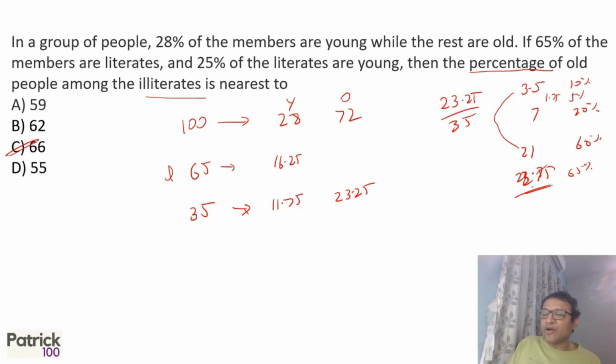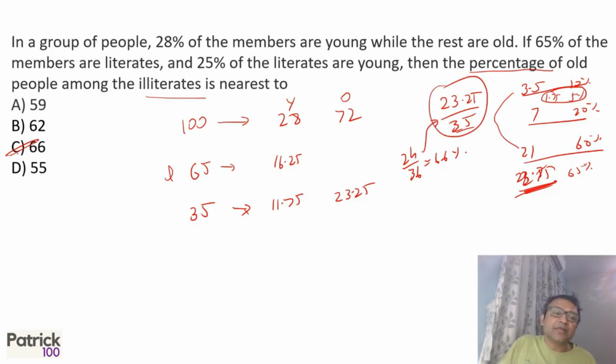The other way of solving this: 10% is 3.5, 20% is 7, 60% is 21. Now 60 plus 5%, where 5% is 1.75, gives you 22.75, slightly more than that, 66%. You can also approximate and get the answer, no harm in that. You can say two-thirds. 24 upon 36 is 66%, so automatically from that you can make out that 23.25 upon 35 is also approximately 66%. You can directly mark option C, because this is two-thirds. So there are many ways of approximating and getting the answer.